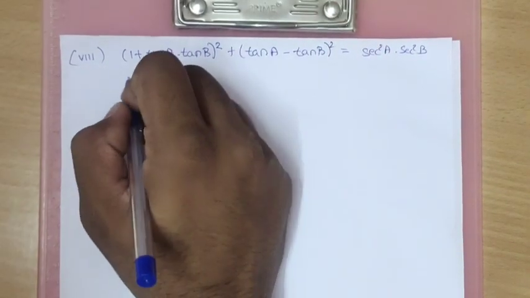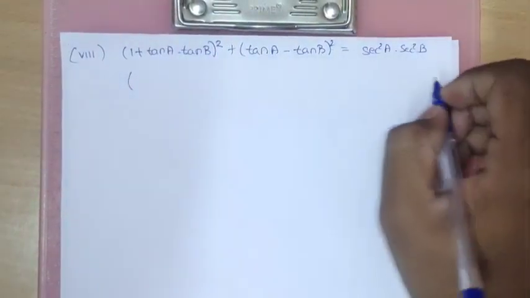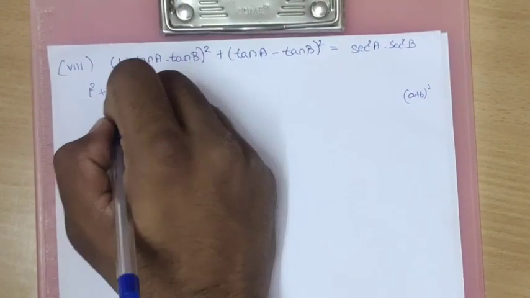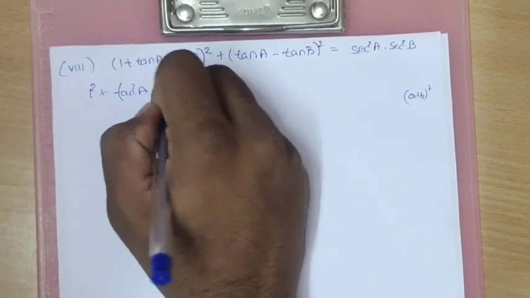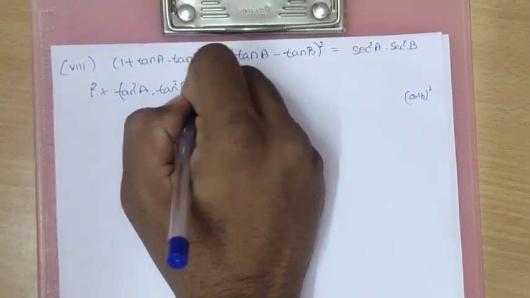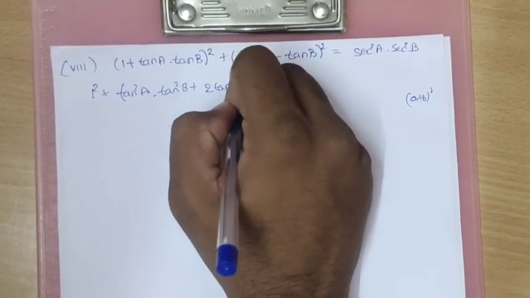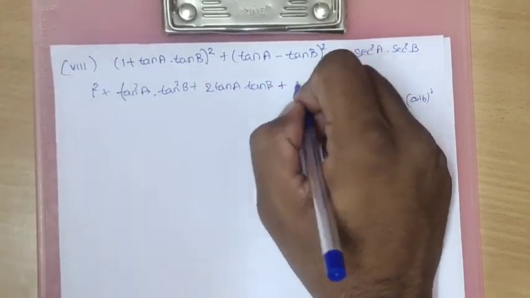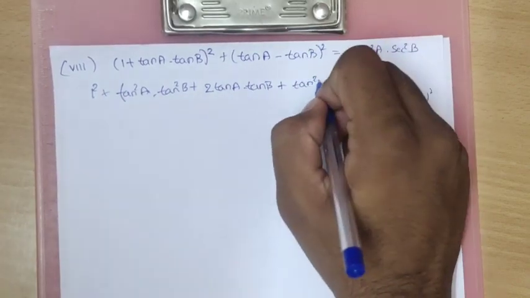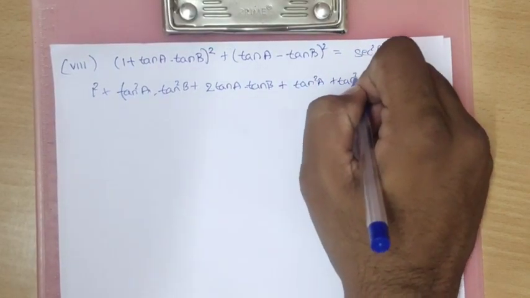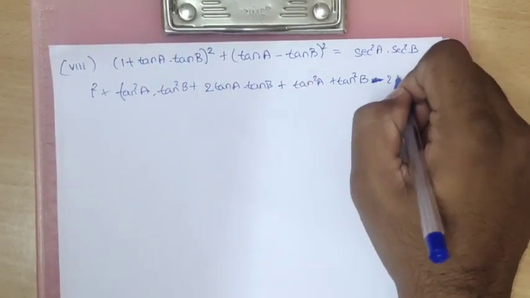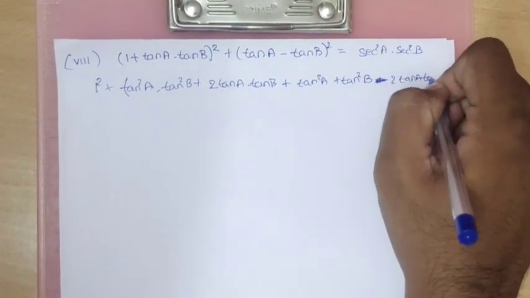First, let us apply the (A plus B) whole square formula. So what does the (A plus B) whole square formula say? Here 1 square plus tan square A into tan square B plus 2 into tan A into tan B into 1. Okay, now similarly here the (A minus B) whole square formula: tan square A plus tan square B, plus, sorry, minus 2 tan A into tan B, right?